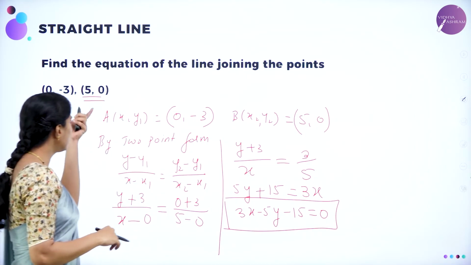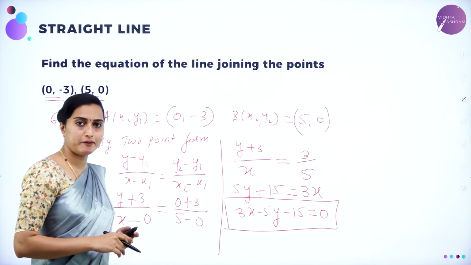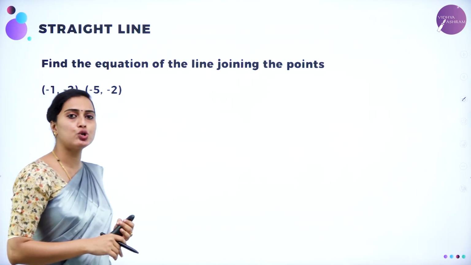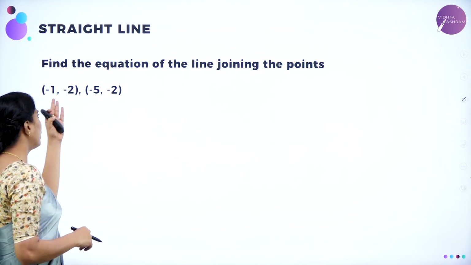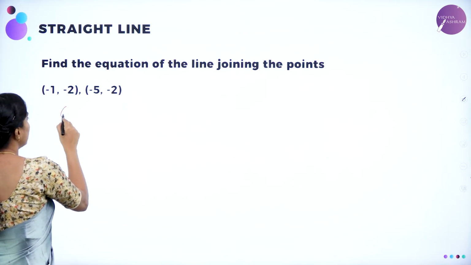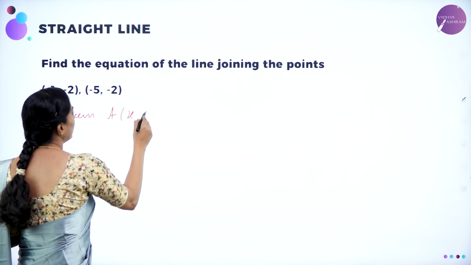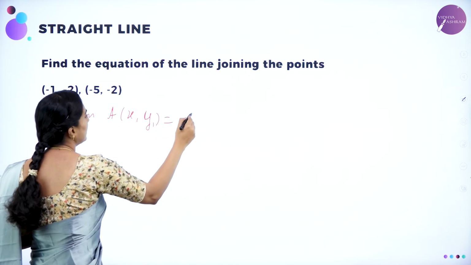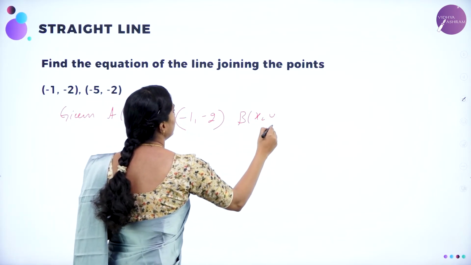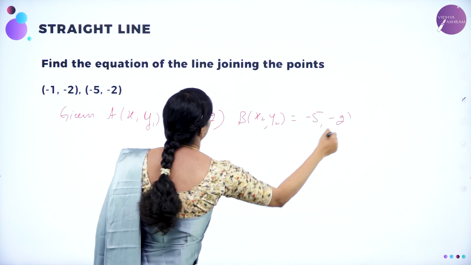Understood? So this is what 2-point given. By the 2-point formula, we are reducing the equation of a line. We'll move on to the next problem. What they've asked: find the equation of a line joining the points (minus 1, minus 2) and (minus 5, minus 2). Here also the same, take A of x1, y1 as minus 1, minus 2, and B of x2, y2 as minus 5, minus 2.